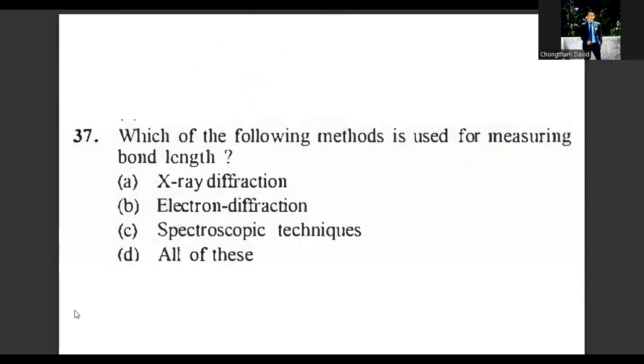Let's read question 37. Which of the following methods is used for measuring bond length? Bond lengths are measured by spectroscopic or X-ray diffraction and electron diffraction techniques. So X-ray diffraction, electron diffraction, and spectroscopic techniques, all of these would be the answer for question 37.